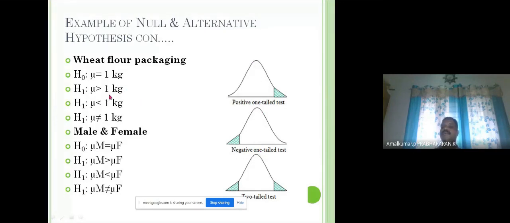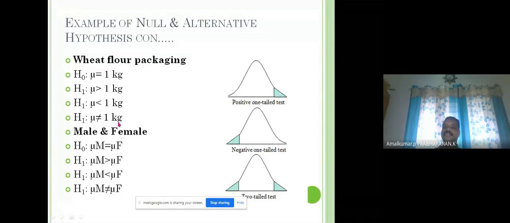In both the two situations, we are checking either the right or left side of a normal distribution curve. And after checking the normal distribution curve, we take the final decision whether accepting or not. That is the situation. Then finally, this is mu is not equal to 1 kg.